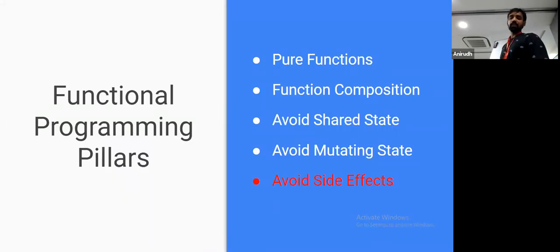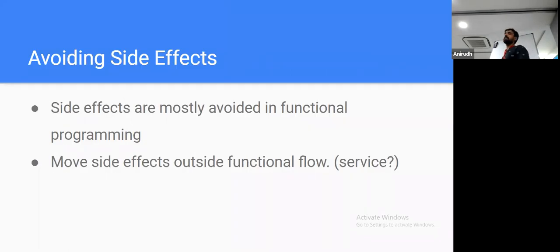So this is the last pillar of functional programming, which is avoid side effects. So what are side effects? Side effects are basically if you are accessing a file, making network requests, or using setTimeout, setInterval. All these are side effects which should be avoided in the React components area. All this code should be moved to the services.